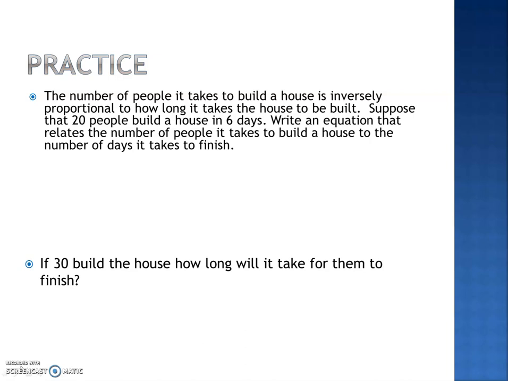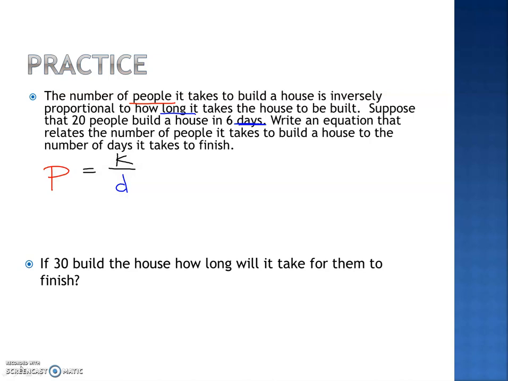So first one, again, they're just asking us to write an equation. Okay, so let's figure out what that equation is going to be. We got the number of people that it takes to build a house is inversely proportional to how long it's going to take. They're specifically working in days, so I'm just going to use a D. So we have P equals, and it's inverse, so it's K divided by the number of days, D. Okay, so this is our original equation, P equals K divided by D.